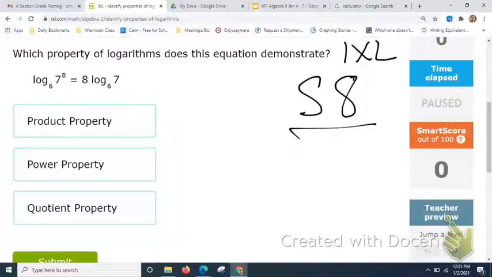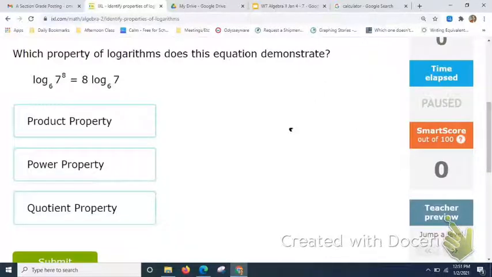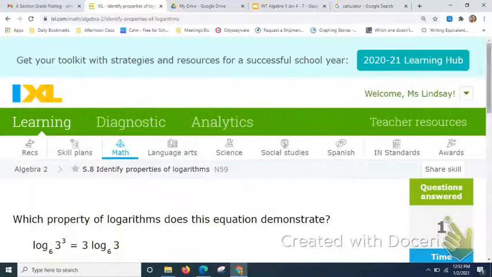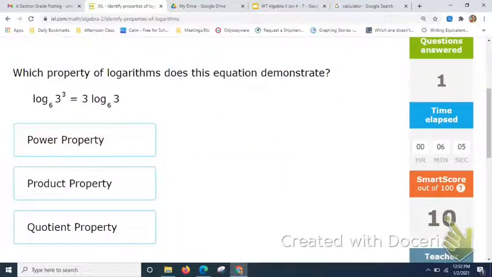And which property have they used to make those changes, to show that those things are equal? What do I see that's different? I see the exponent move to the front. And hopefully you recognize that as being the power property. So again, exponent has moved to the front, right? So power property again.